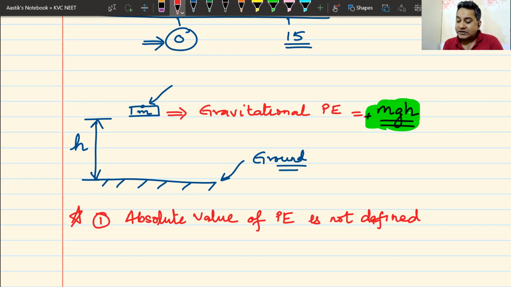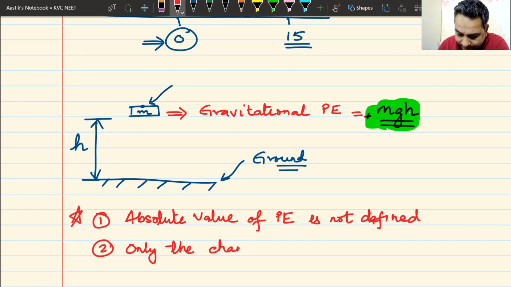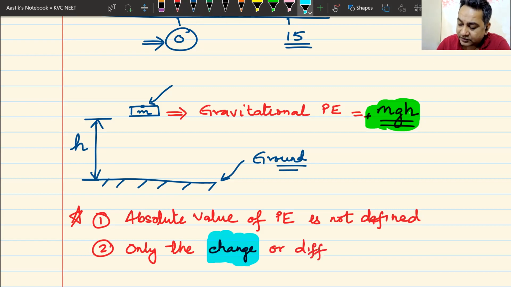Now, if absolute value of potential energy is not defined, then what is defined? So we must also answer this. That is the next point that we will write. Only the change, and the most important word here is change. Only the change, or you can also call it difference, only the change or difference in potential energies is defined.